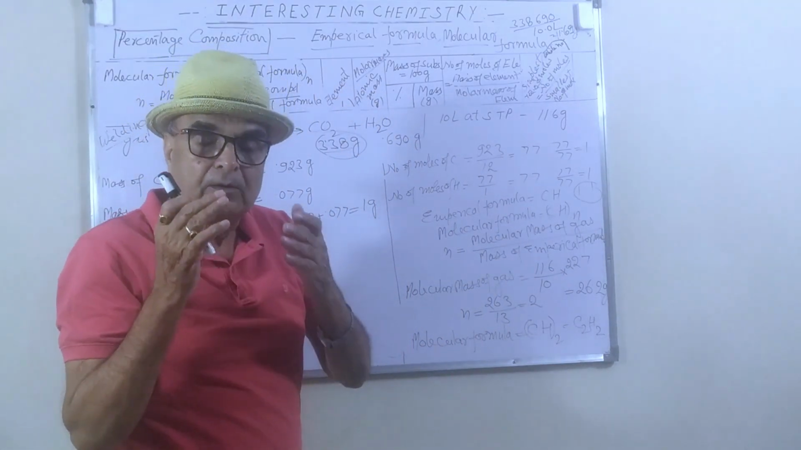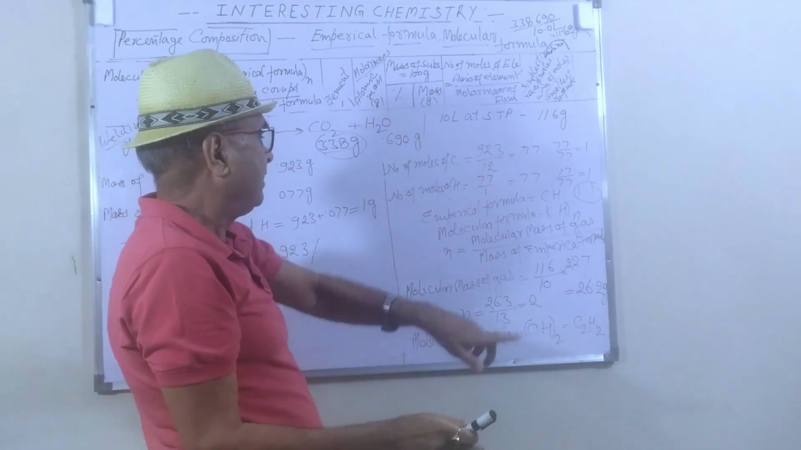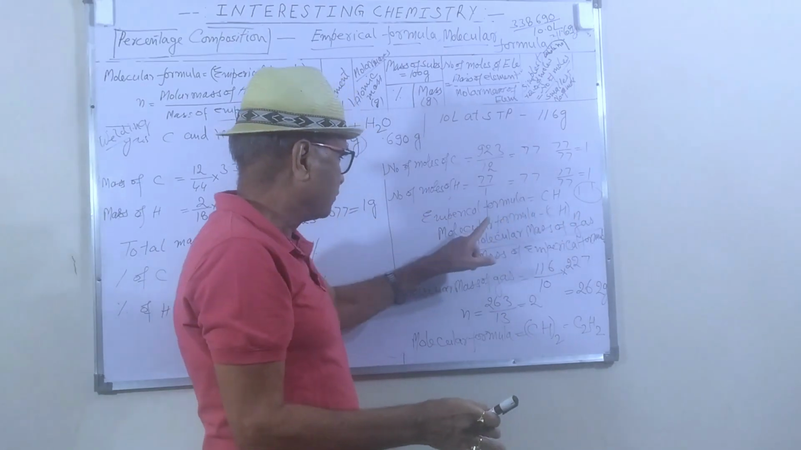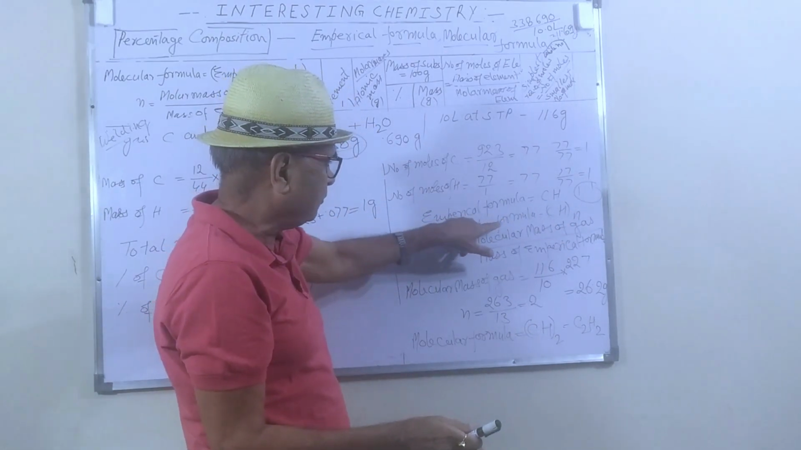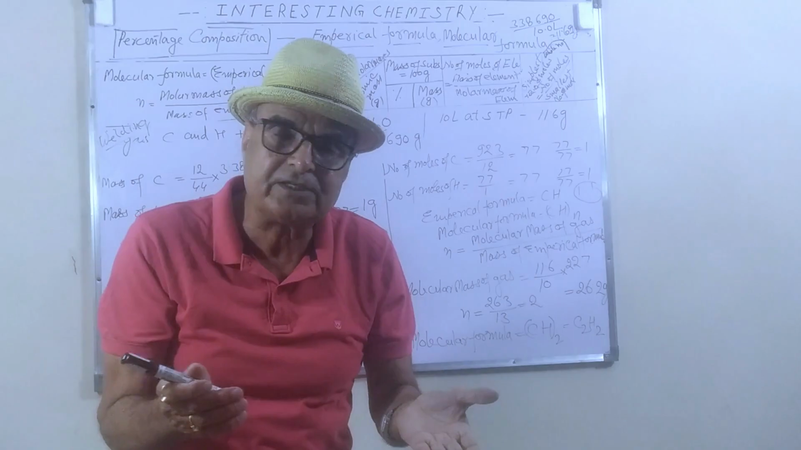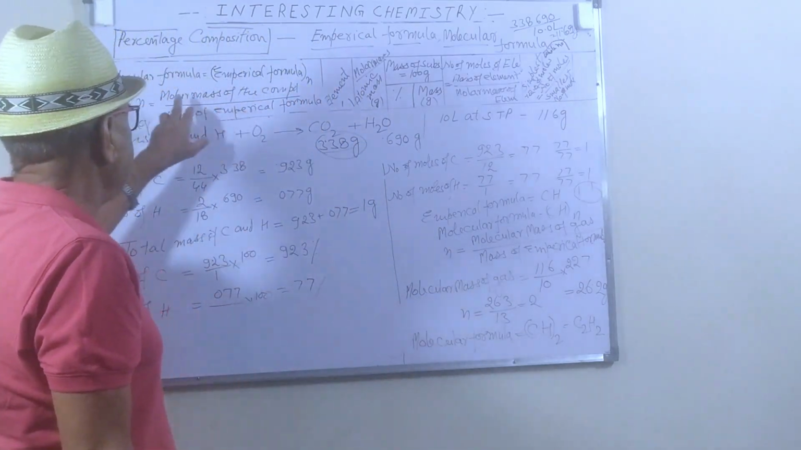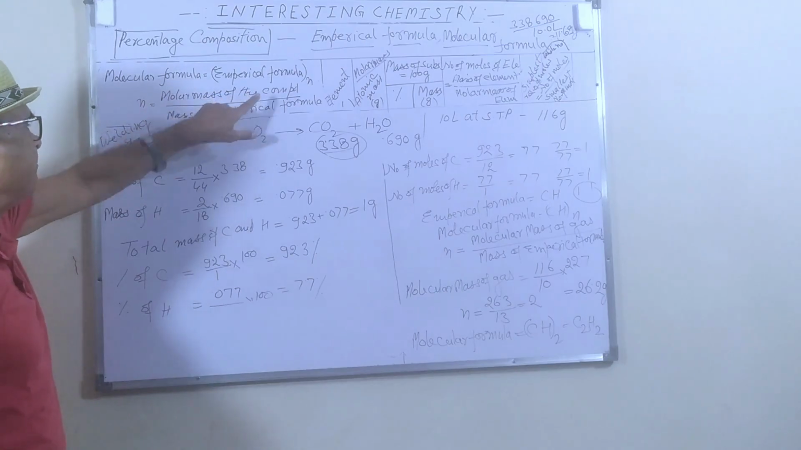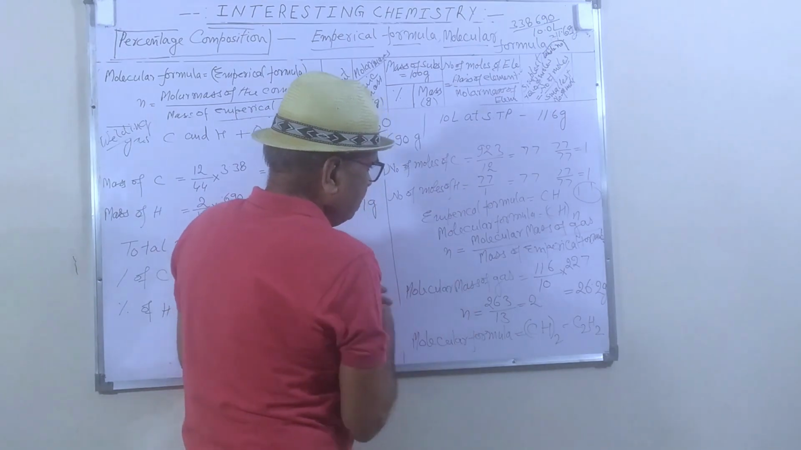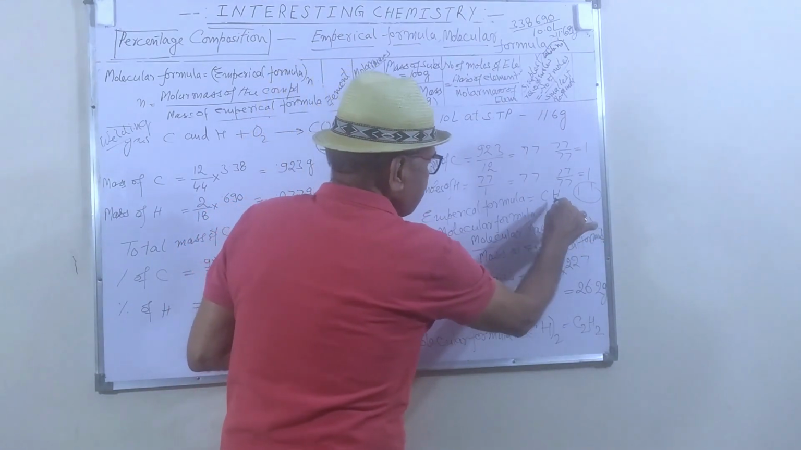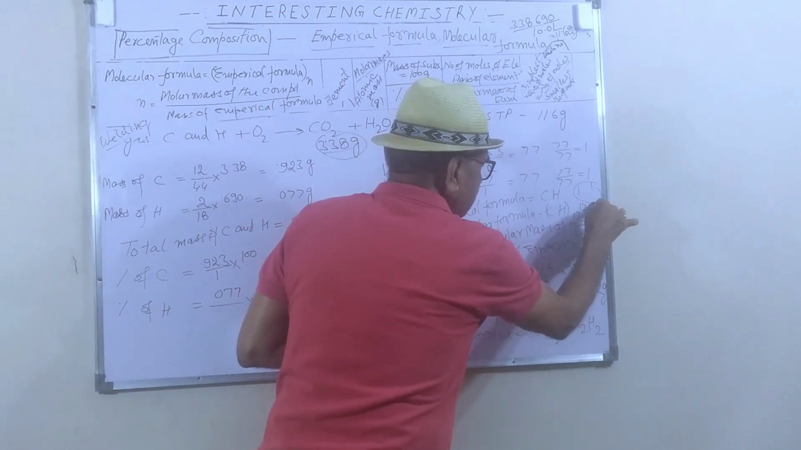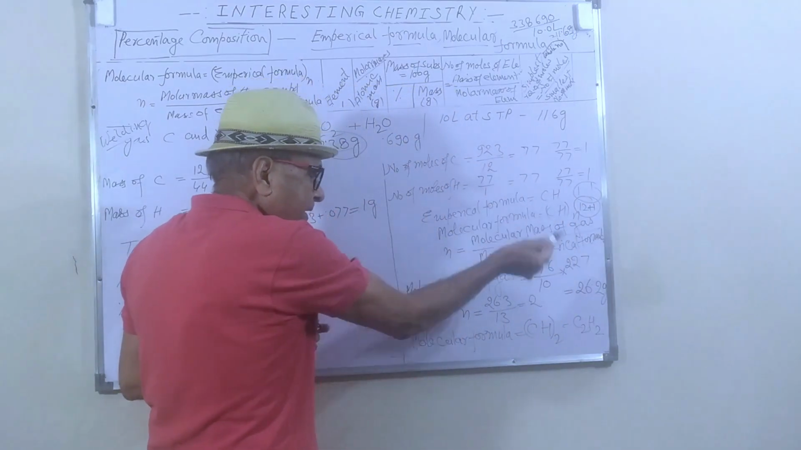Now, how will you find the molecular formula? This CH should be multiplied with a constant n. So the molecular formula will be CH into n. How will you get this n? The value of n is equal to the molecular mass of the compound divided by the mass of the empirical formula. The mass of the empirical formula CH is carbon 12 plus 1, so this 13 is the mass of the empirical formula.